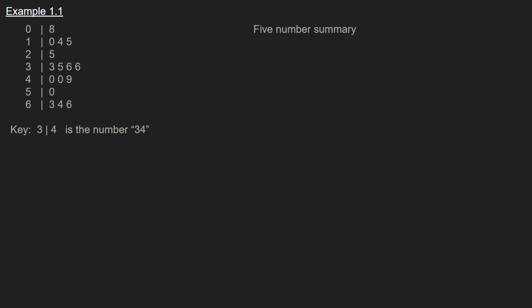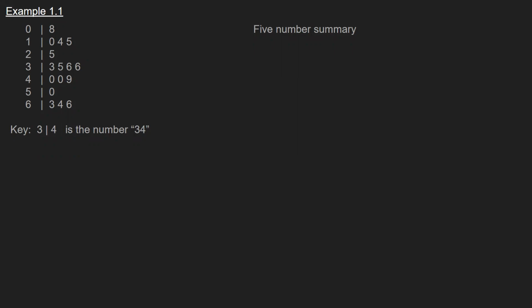Today, we're going to go over an example of calculating the five-number summary. So what is the five-number summary? It is exactly what the title implies. It's five numbers used to summarize a data set. And the five numbers specifically, we'll chop it into quarters.